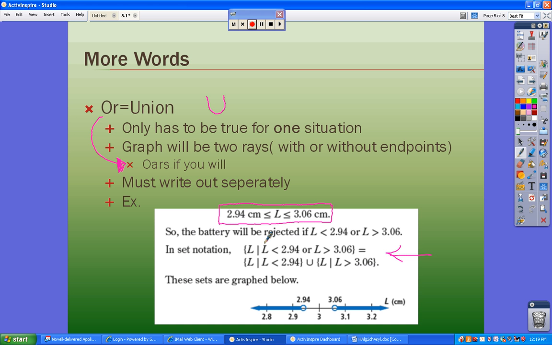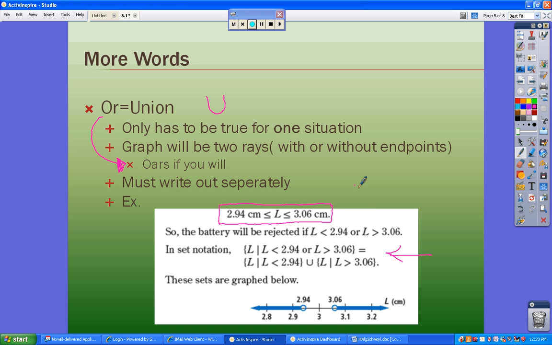That is the union. In this example, what they're doing is they're saying these are the values that will work for a certain battery. So we are talking about where it won't work, and that has to be an or statement. They don't have the equal sign here because these values make it work, so if the battery is going to be rejected, it'll have to be less than 2.94, because if it was 2.94, it would have worked. And this is how you write it. You have to write it separately because it won't be true otherwise.